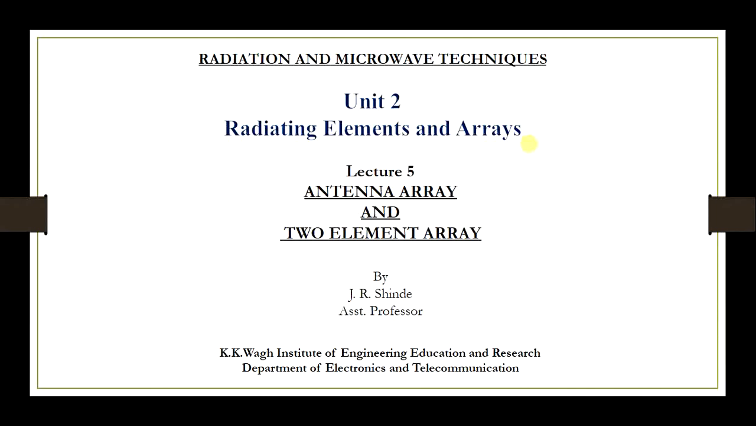Till now, from lecture 1 to lecture 4 of unit number 2, we have gone through the different radiating elements, and those were the single element antennas. Now we will move on to the second part of this unit, that is the array antennas.